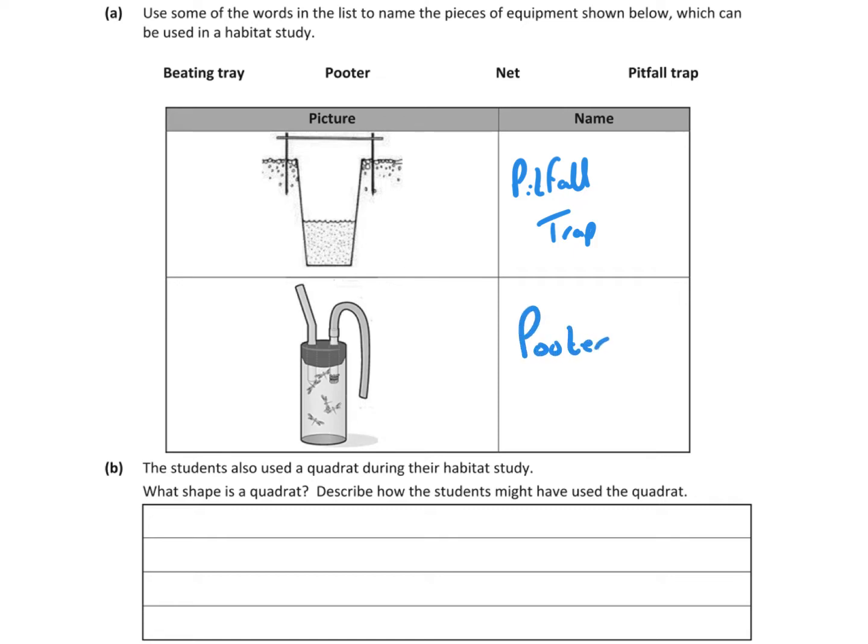Now, part B. The students also used a quadrat during the habitat study. What shape is a quadrat? And describe how the students might have used it. So really important there just to recognise that there's two questions, not just one. The first part is asking what shape is a quadrat. The second part is describe how they might have used it. Okay, so the first part of the answer there is that it's going to be a square.